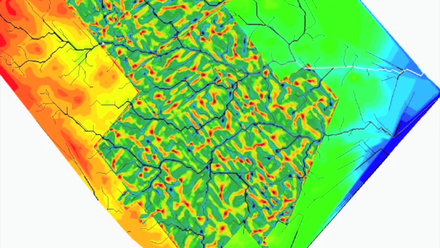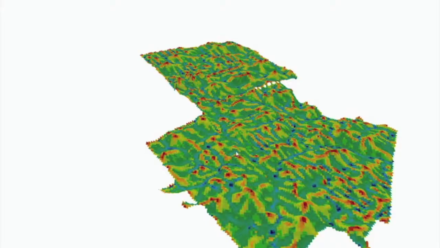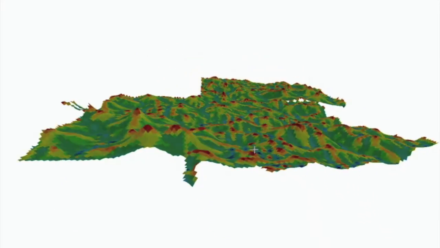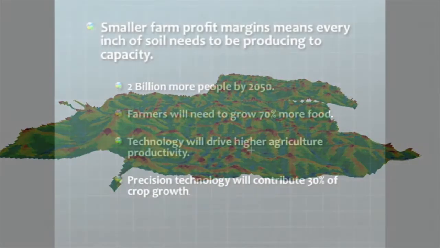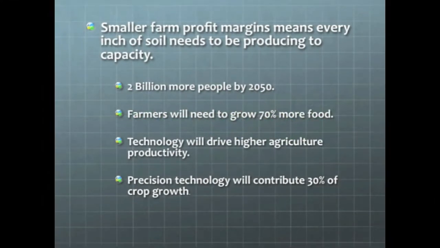John Fulton of Auburn University Extension recently stated that there will be another 2 billion people by 2050. Farmers will need to grow 70% more food than today. Farmers here and abroad will need every technology at their disposal to feed the world. Technology is and always will be one of the drivers to higher agriculture productivity. Precision technology is expected to contribute 30% of crop production growth required to feed the world by 2050.